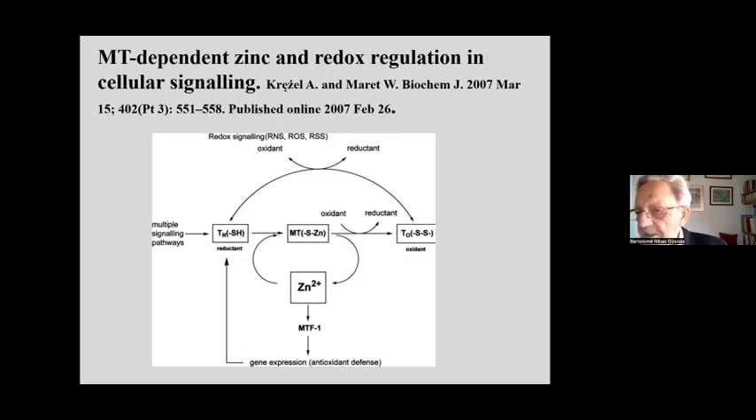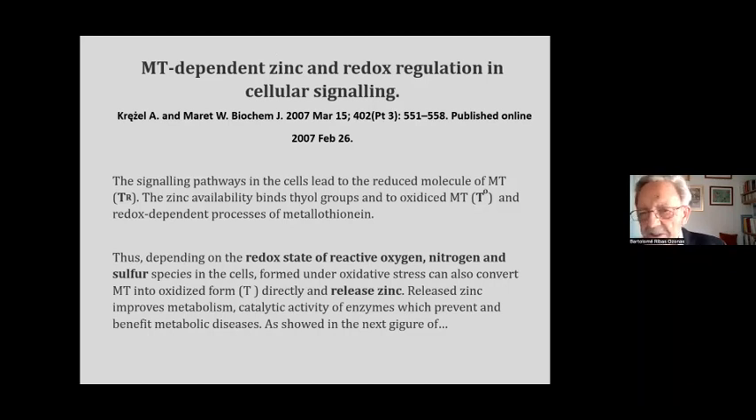And in the next figure, Krezel and Maret, the same authors, in Biochemical Journal 2007, already mentioned, explained that zinc availability binds thiol groups in oxidized metallothionein, transporting the metal ions to the systemic organs in redox-dependent processes of metallothionein. Thus, depending on the redox state of reactive oxygen, nitrogen, and sulfur species in the cells formed under oxidative stress, they can also convert metallothionein to its oxidized form directly and release zinc ions. Releasing ions improves metabolism by the catalytic activity of enzymes, which prevents and benefits metabolic diseases, as shown in the next graphic.